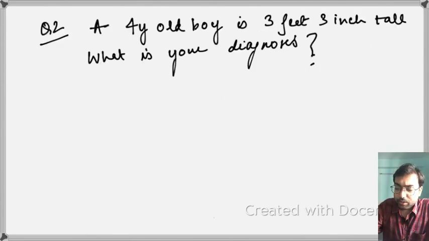So question number 2 is, a 4-year-old boy is 3 feet 3 inches tall. What is your diagnosis? Is it normal or abnormal? A 4-year-old boy whose height is 3 feet 3 inches is approximately 99 or 100 centimeters. So is a 4-year-old child with a height of 100 centimeters normal or abnormal? For that you will have to know what the normal height is.